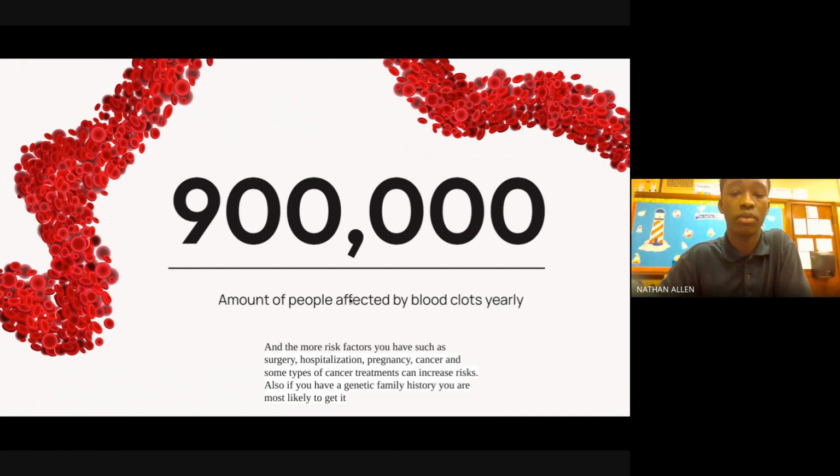900,000 people is the amount of people that is affected by blood clots yearly. And the more risk factors you have, such as surgery, hospitalization, pregnancy, cancer, and even some types of cancer treatments, can increase risk. Also, if you have a genetic family history, you are most likely to get it.